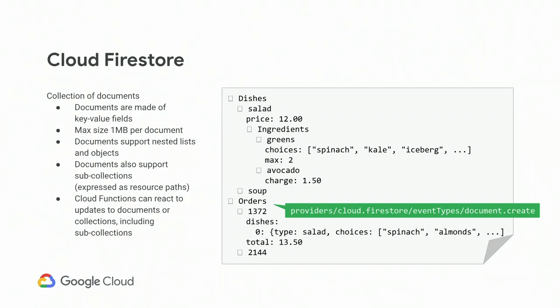And we have a separate collection that is orders. And then inside each order, there's a dish, which is a list of what type it is, and then what items you've chosen to include, and the total price. And then there's a whole collection of orders.